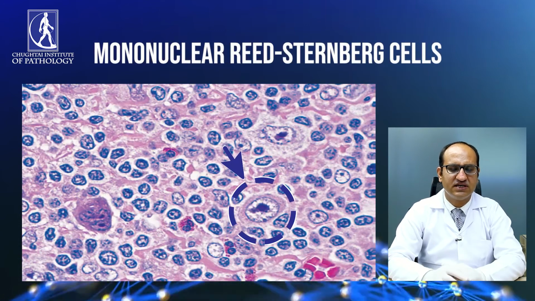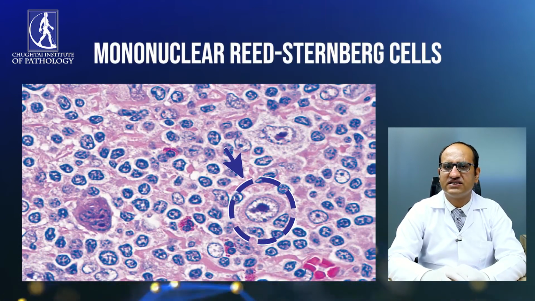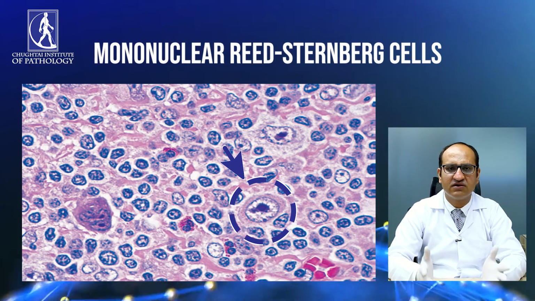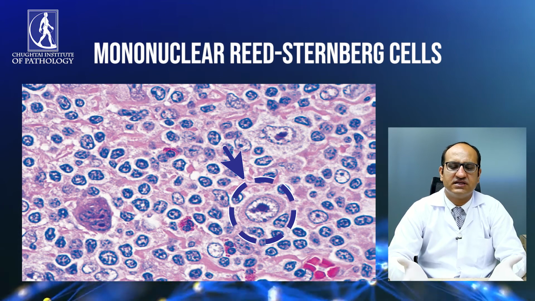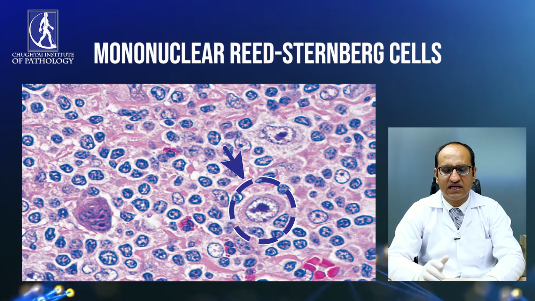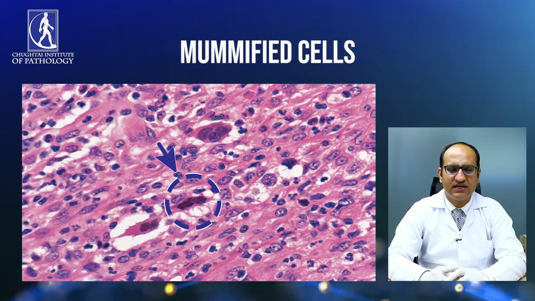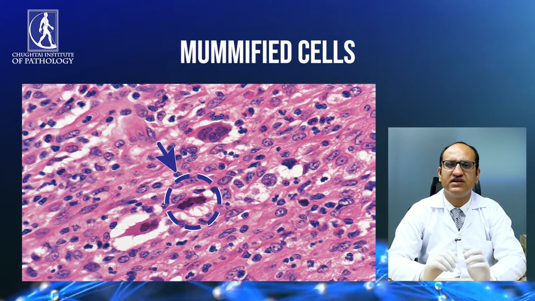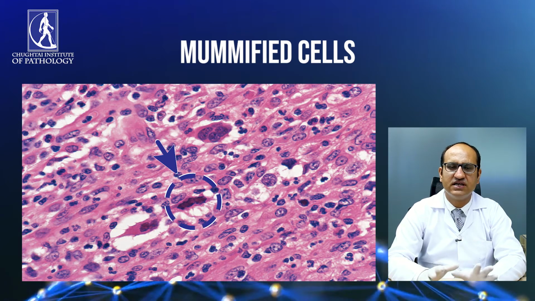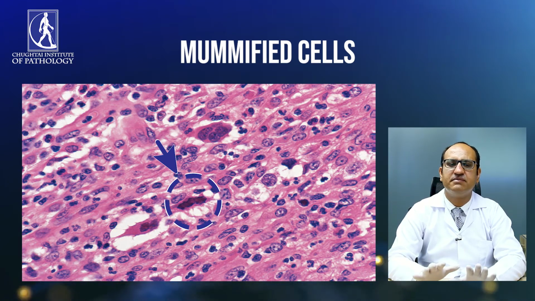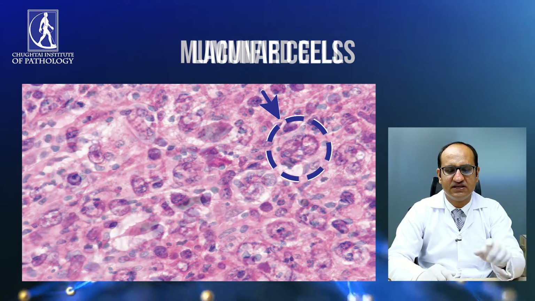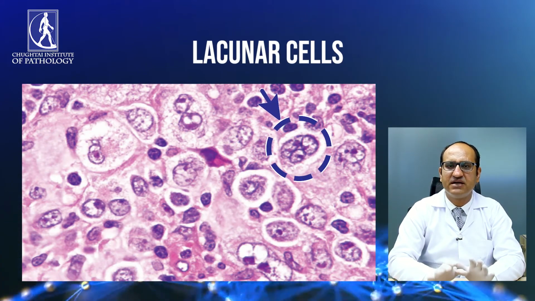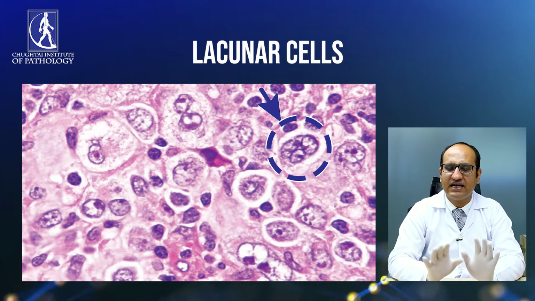Here in this picture you can see a mononuclear variant of classic RS cell. The only difference between the classic RS cell and a mononuclear variant is the single nucleus, and you again have inclusion-like nucleoli. This is an example of a mummified RS cell. This is a cell where you cannot differentiate between the nucleus and the cytoplasm, and there is a bluish cell that is present. This is an example of a lacunar cell, and lacunar cells have multiple nuclei with prominent nucleoli as shown in this picture.